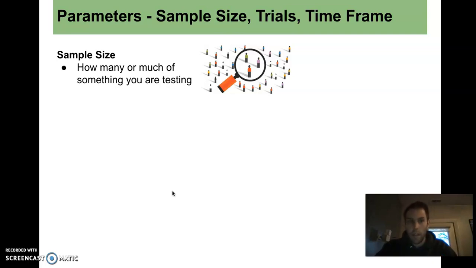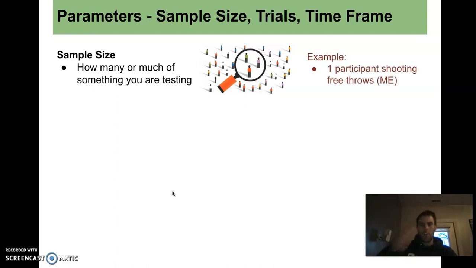So, sample size. This is just how many or how much of something you're testing. In the experiment that I gave as an example, does fatigue affect free throw shooting, it would be one participant shooting free throws, me. That's a sample size of 1. Let's say we did this with the whole class, a sample size of 24-ish.